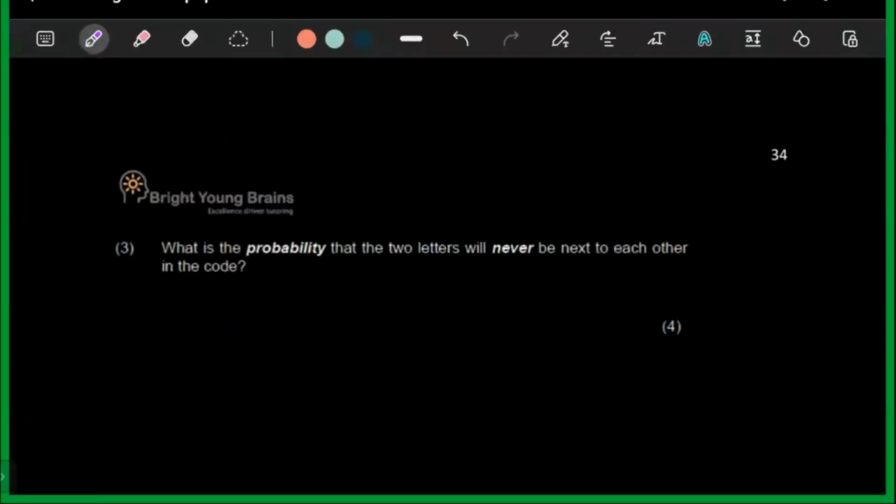But anyways, let's see here. What is the probability that the 2 letters will never be next to each other?